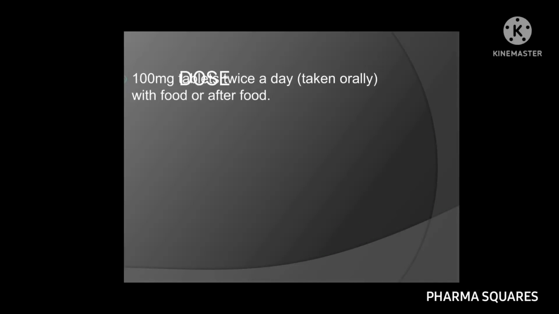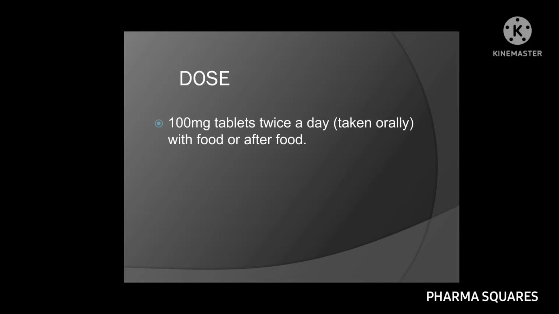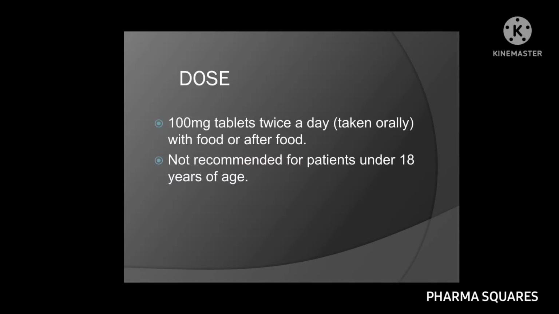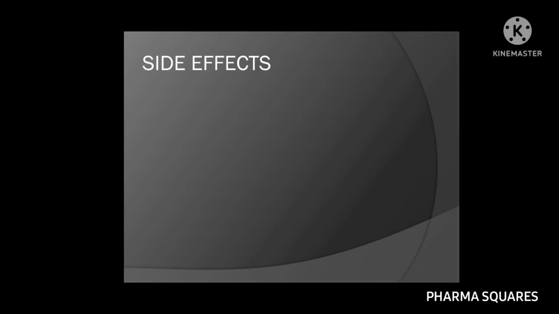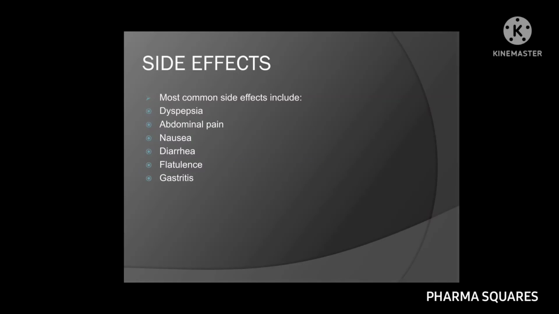Then comes the dose. 100 mg tablets twice a day, taken orally with or after food, and it is not recommended for patients under 18 years of age. Then comes the side effects. Most common side effects include dyspepsia, abdominal pain, nausea, diarrhea, flatulence, gastritis, constipation, and at the end, vomiting.